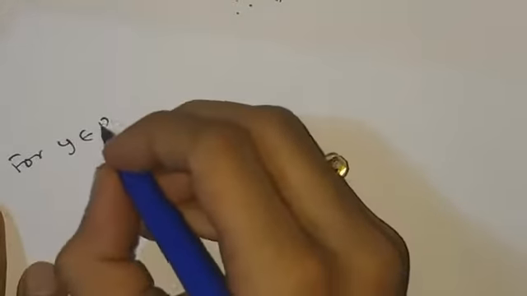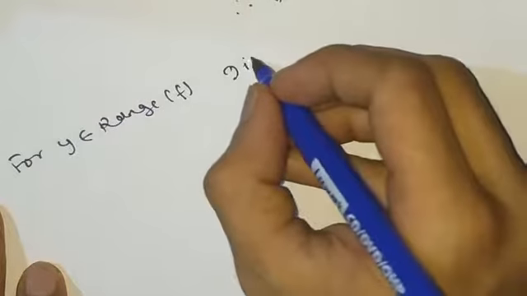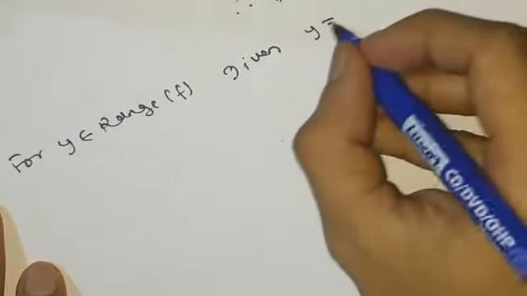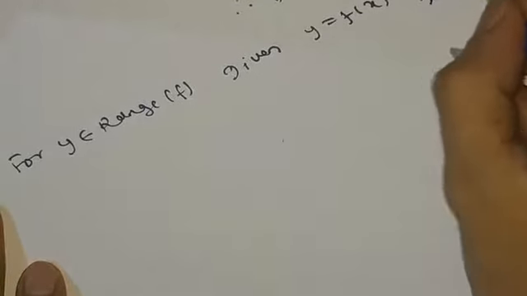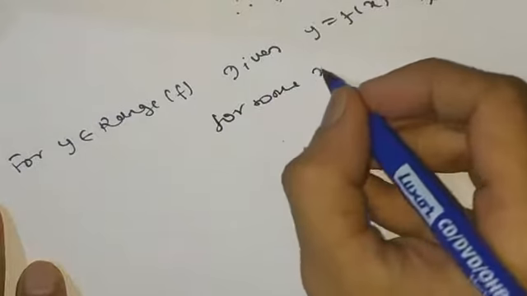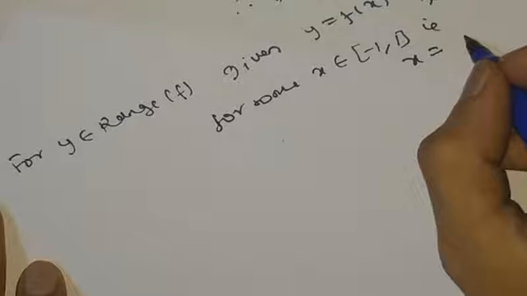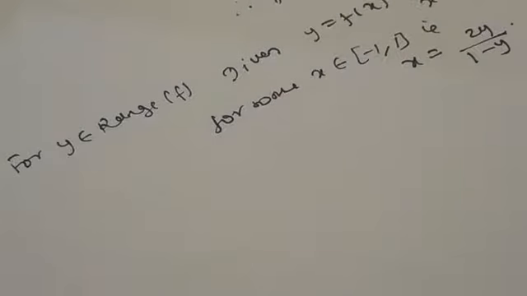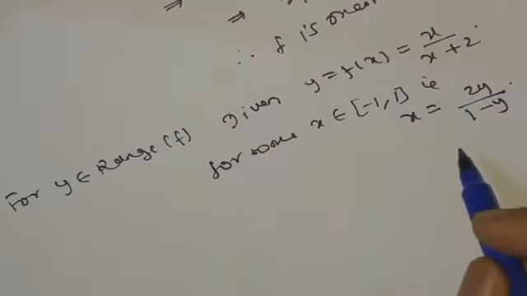For y belonging to the range of f, given by y equal to f(x) equal to x by x plus 2, for some x belonging to minus 1 to 1, that is x equal to 2y divided by 1 minus y. So this hint is given to you. Now we have to use this hint.